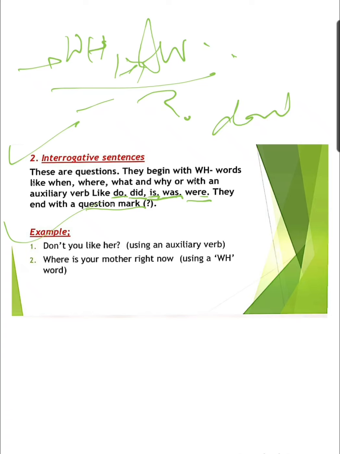Example: don't you like her? So don't is used, that is an auxiliary verb, so we can say this sentence is using an auxiliary verb. And number two, where is your mother right now? Fine, a WH word is used here.